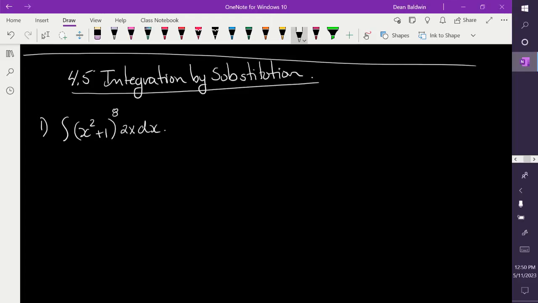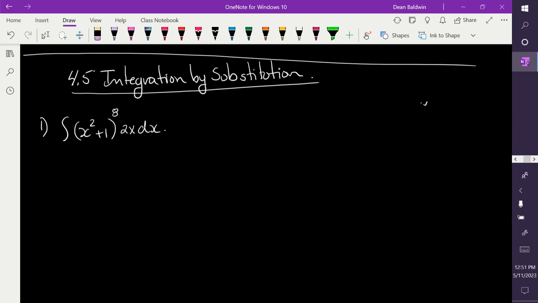We have this integral here, x squared plus 1 to the power of 8 times 2x. Now, if it wasn't to the power of 8 and say it was just to the power of 2, you could FOIL out the binomial, right? You could FOIL that out and it'd be fine. It's not too much work. But to the power of 8, we're not going to do that.